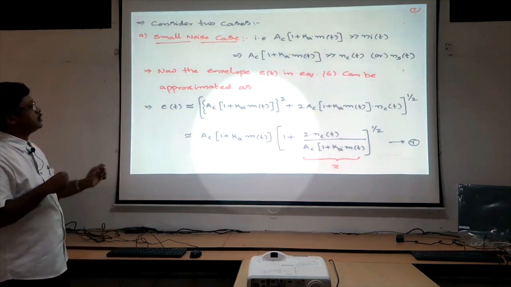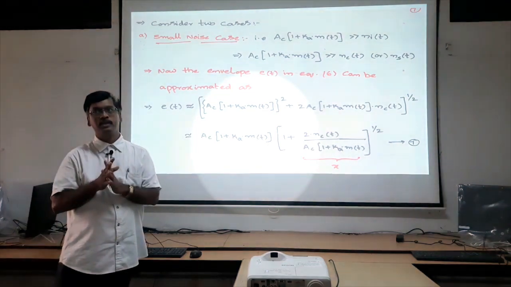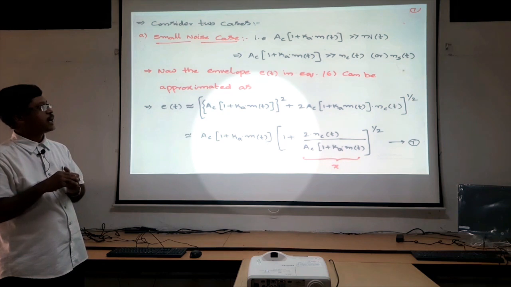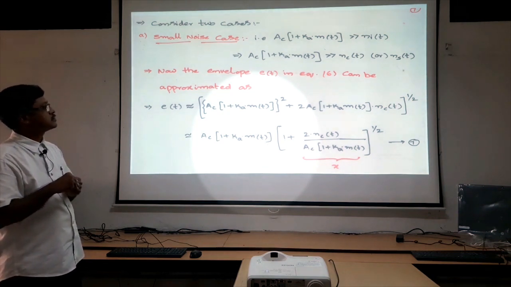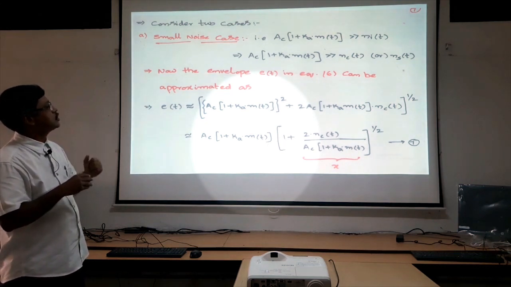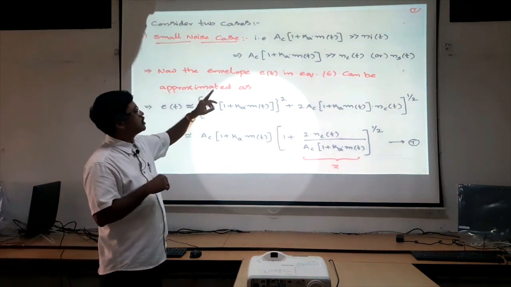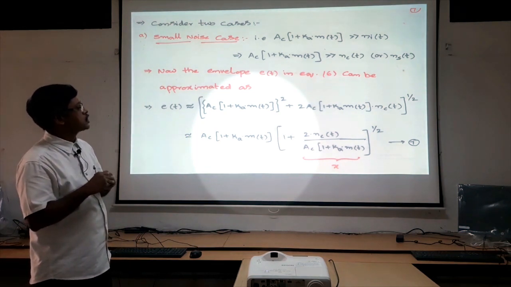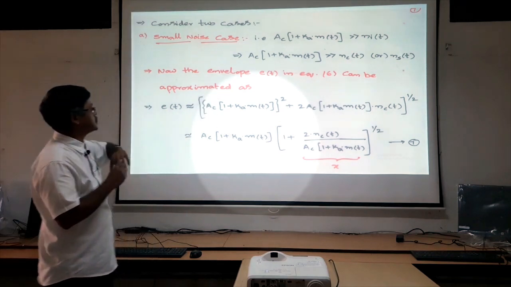Let us focus on the small noise and large noise cases in amplitude modulated systems. Compared to a DSB-SC modulated system, an amplitude modulated system has an additional carrier. So here I am considering two types of noise, small noise as well as large noise. Now let us focus on small noise. In the small noise case, the noise component Ni of t is very small compared to the signal, that is Ac into 1 plus Km of t. Otherwise, the signal is much greater than either the in-phase noise component or the quadrature noise component.